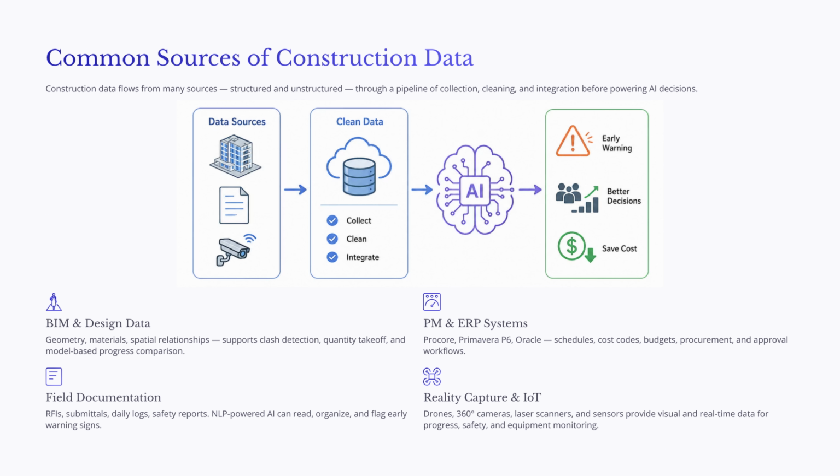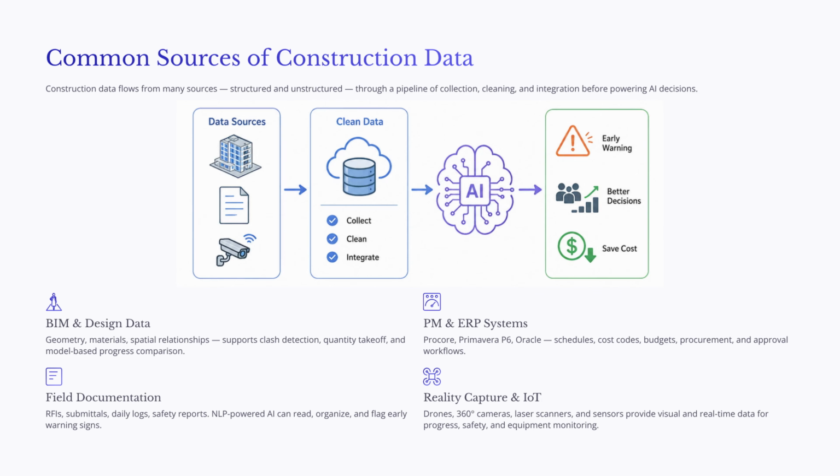Second, we have project management and ERP systems. Platforms such as Procore, Primavera P6, Oracle, Microsoft Project, and accounting systems store important project information such as schedules, cost codes, budgets, procurement records, payroll data, and approval workflows. When this information is entered consistently, AI can compare planned and actual performance, identify cost trends, and support schedule or budget forecasting.